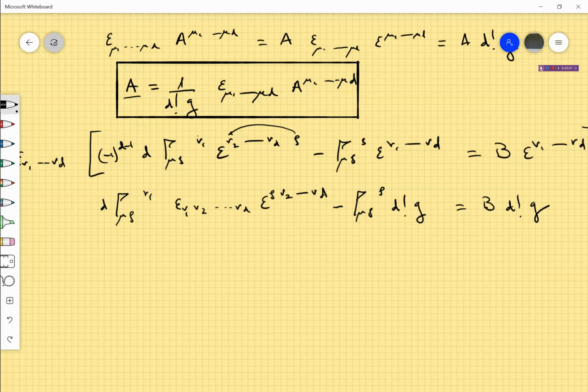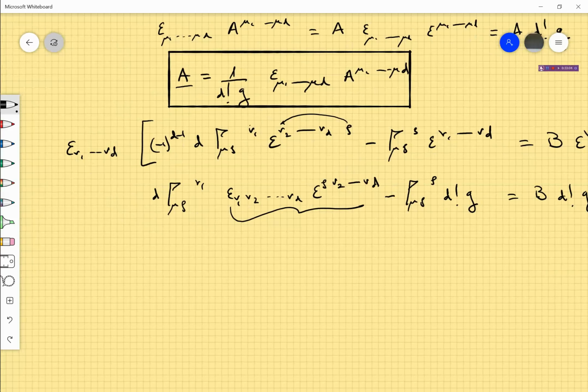Okay, we're almost there. The only thing that we need to know is what this is. So now I have to explain how to compute contractions, incomplete contractions of two epsilon symbols. This is very similar to the three-dimensional case. So this is going to be proportional to g nu 1 rho.